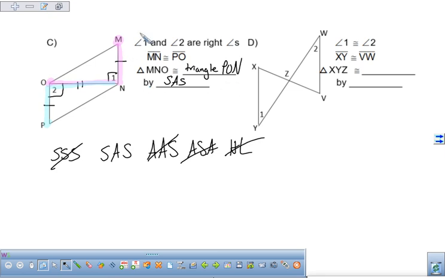Yes, the congruent parts have to match up. So we had one tick mark, a right angle, and then two tick marks. We have to follow that same pattern.